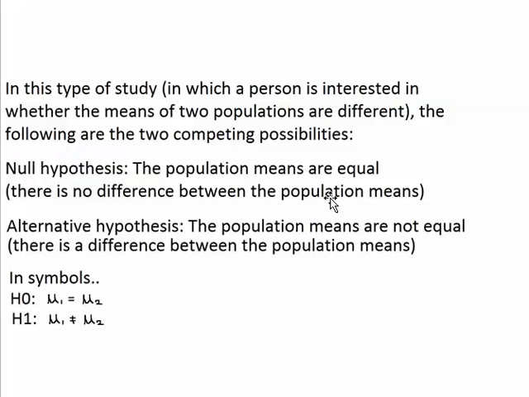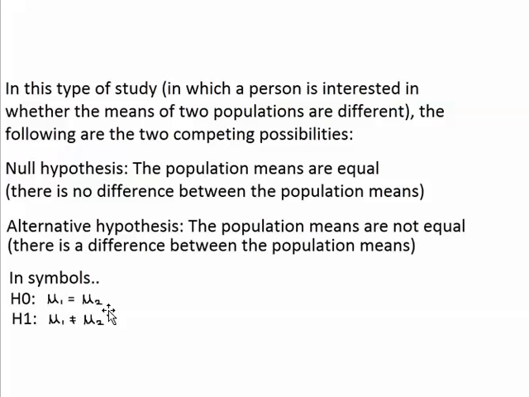And in this type of study, in which we're interested in whether the two population means are equal or not equal, this is how you would write out the hypotheses in symbols. So H0, which is a symbol for null hypothesis, says that the mean of population 1 is equal to the mean of population 2. And the alternative, H1, says that the mean of population 1 is not equal to the mean of population 2. This is an equal sign and a not equal sign.